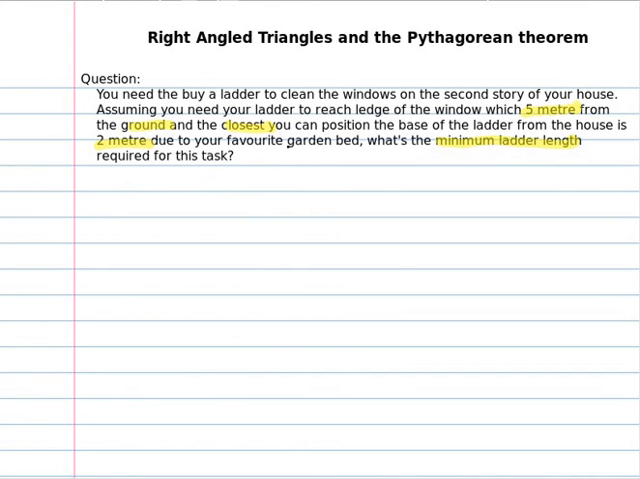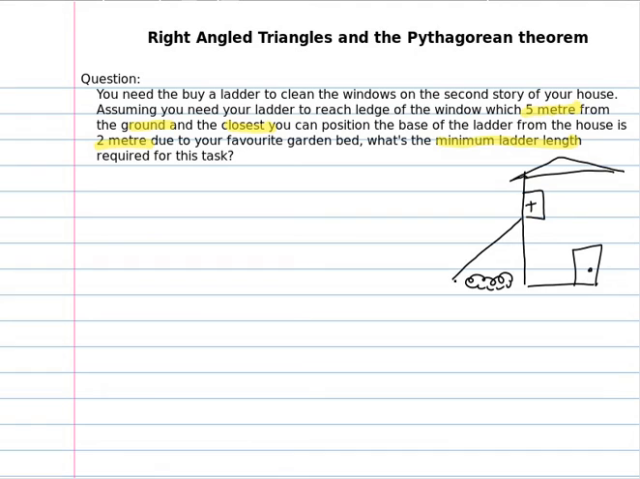Okay, so let's have a look. So let's use a picture. So we have, and you have to excuse the picture here, we have a house and there's the window. We have a garden bed, which we don't want to get in trouble with anyone there. Okay, so house, garden bed, and we need a ladder. So our ladder is going to be like that.